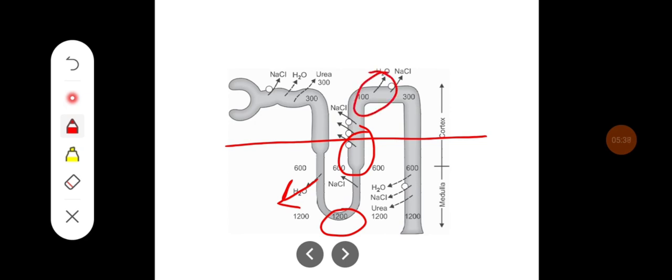And when the fluid reaches the collecting duct, because of the concentration gradient at the medullary interstitium, the water is going to be reabsorbed, and again the urine gets concentrated, and concentrated urine gets excreted.